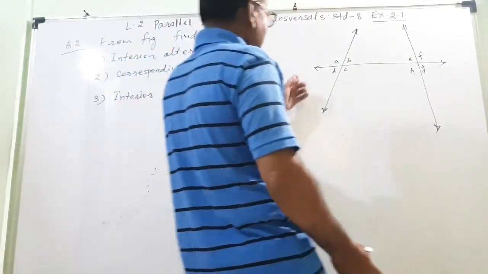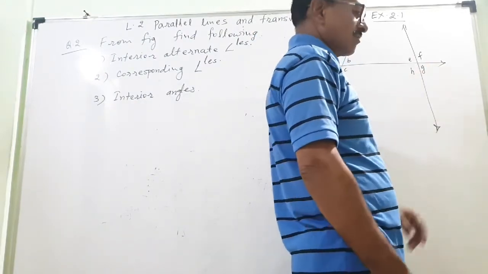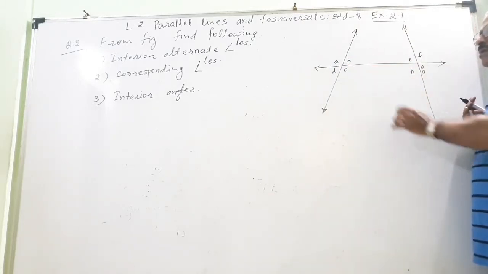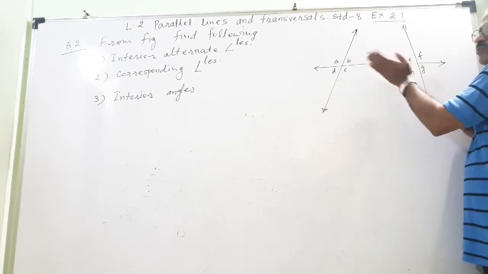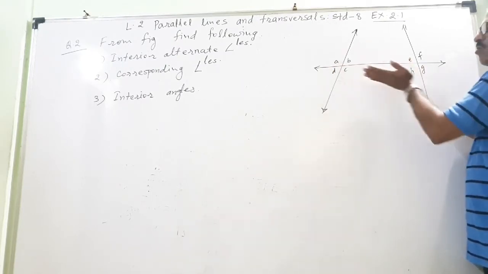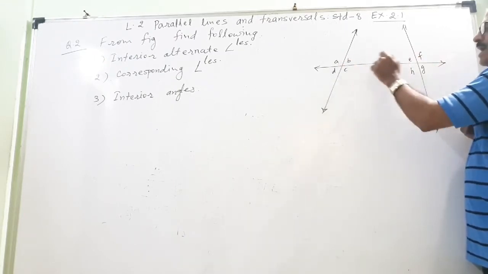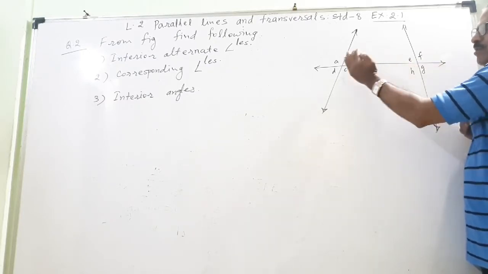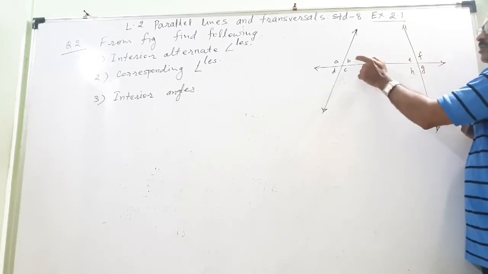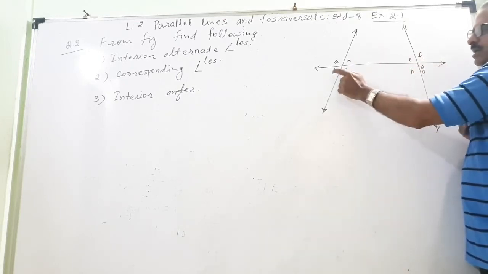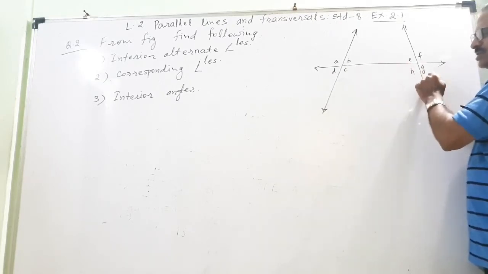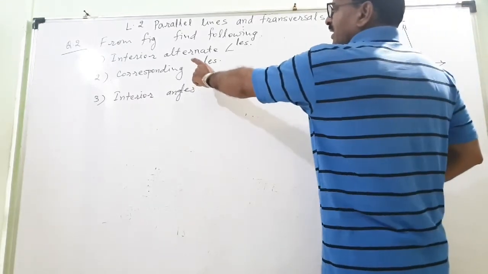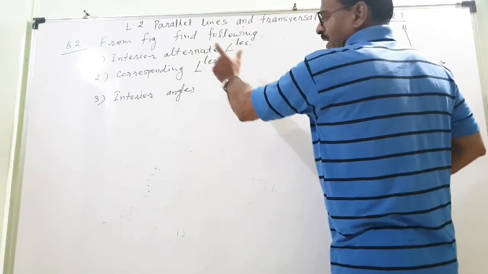Now, which is the transversal? This line is the transversal. So I have to see from here, this and this, they are at the same position. See, on the right, above; on the right, above. So angle A and angle E are the corresponding angles. Similarly, B and F: below, below. So these are corresponding. D and H are corresponding. C and G are corresponding. Then the interior alternate angles. So the pairs I have to write.